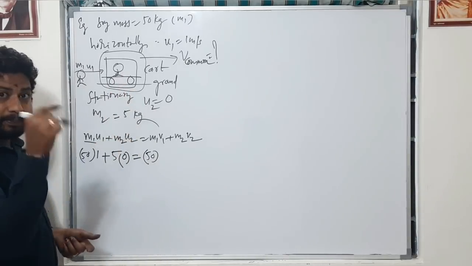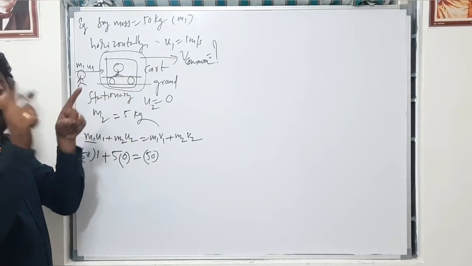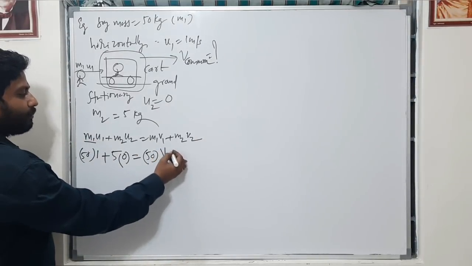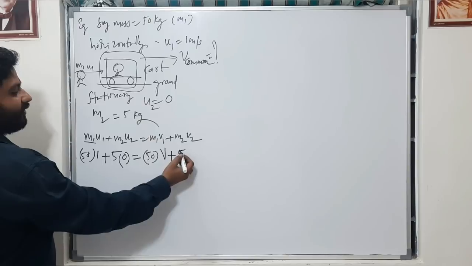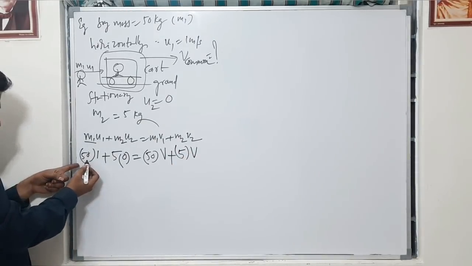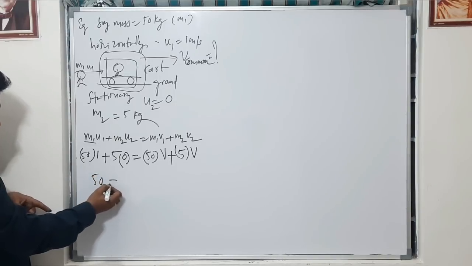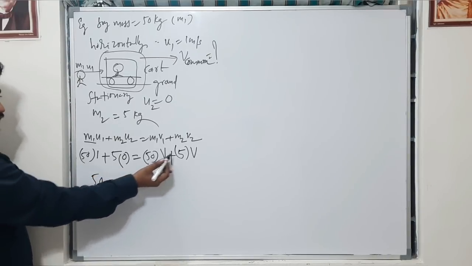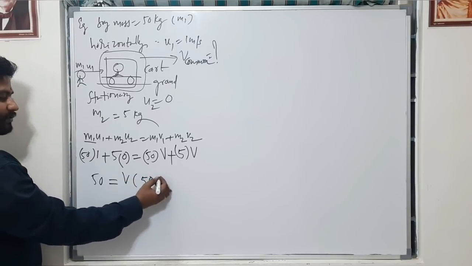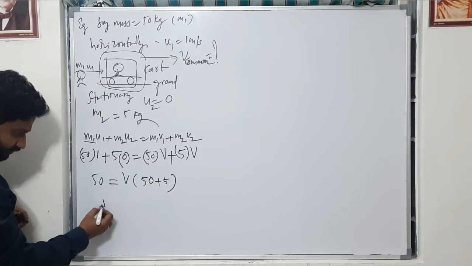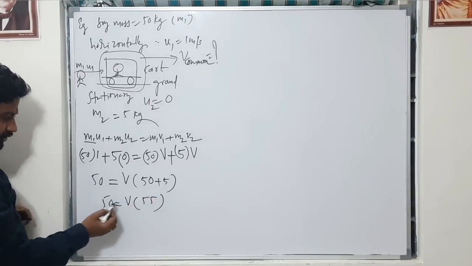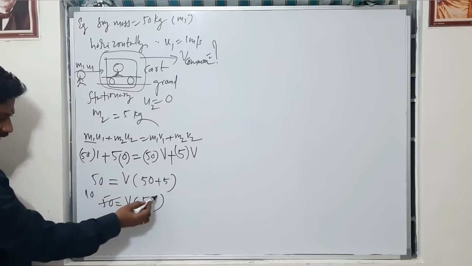Final velocity of the person and final velocity of the cart remain the same. That's called the common velocity. It's 50v plus mass of the cart, 5, into final velocity v. So this is 50v plus 5v, which is equal to 0, right? If you take v common, it is 50 plus 5. 50 is equal to v into 55. So this is 5 tenths and 5 elevenths.